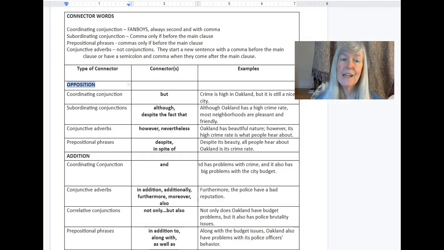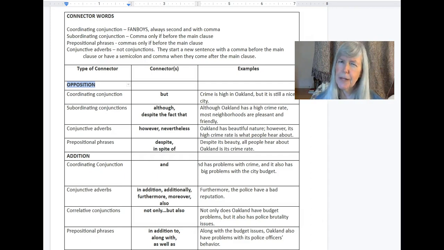Crime is high in Oakland, but it is still a nice city. You can use a subordinating conjunction, although, despite the fact that, although Oakland has a high crime rate, most neighborhoods are pleasant and friendly. You can use conjunctive adverbs, which are not actually conjunctions. However, nonetheless, Oakland has beautiful nature. However, its high crime rate is what people hear about. And you can use prepositional phrases like despite and in spite of. Despite its beauty, all people hear about Oakland is its crime rate.